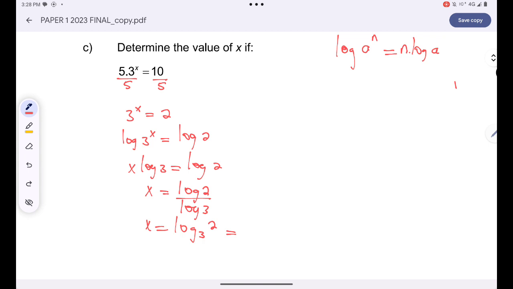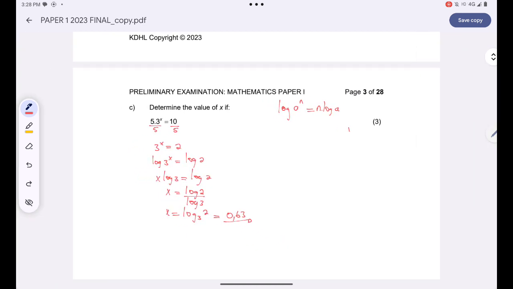Log of 2 base 3, I'll simply get 0.6309. So let me just leave it as 0.63. That's how, guys, we're supposed to solve this question over there.